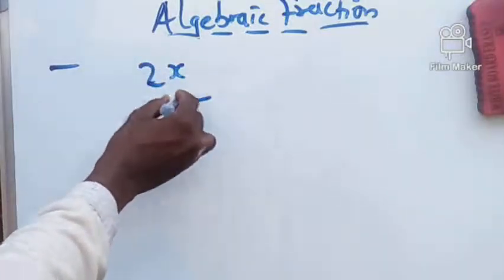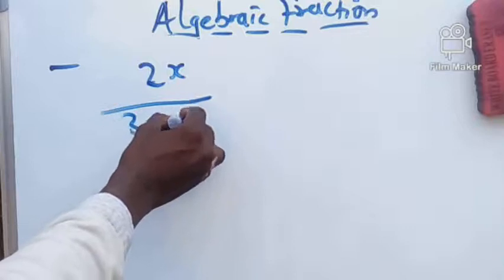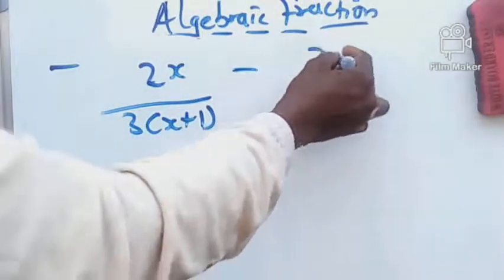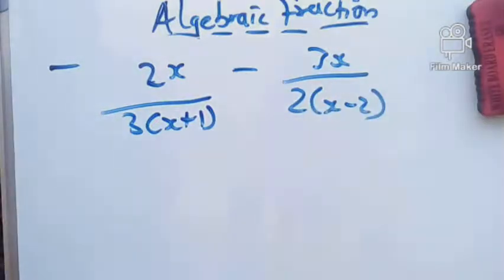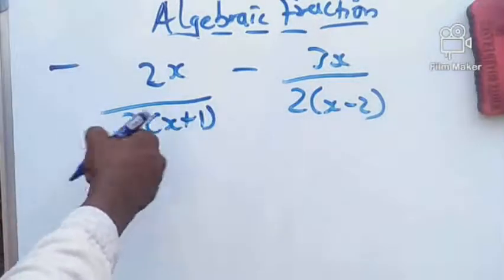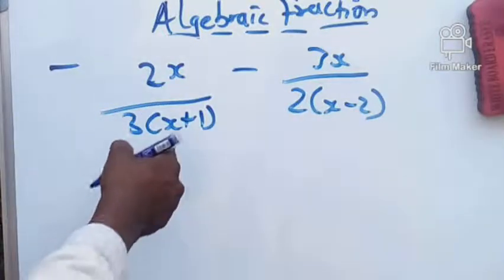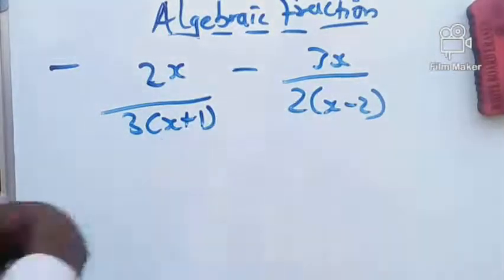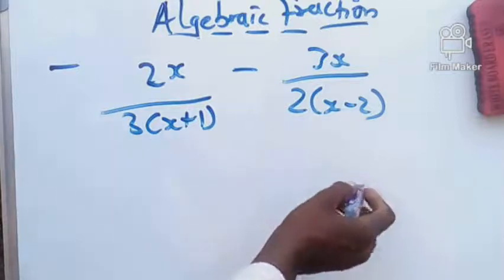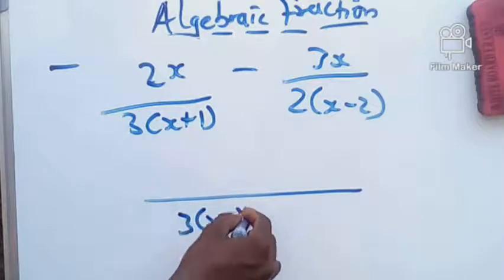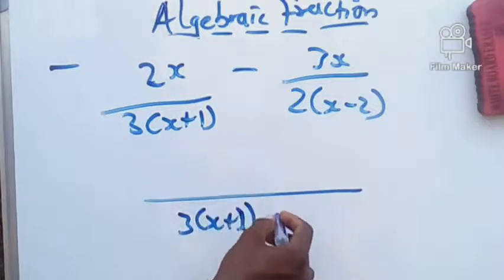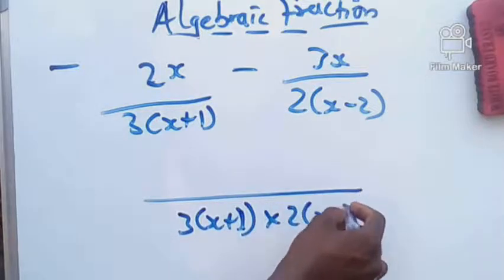So let's say we have 2x over 3 into x plus 1 minus 3x over 2 into x minus 2. Feel free to pause the video and try this problem out yourself. Remember, the first step is to take the denominators and find the LCM. Notice that they are different, so we simply multiply them together. The LCM will be 3 into x plus 1 multiplied by 2 into x minus 2.